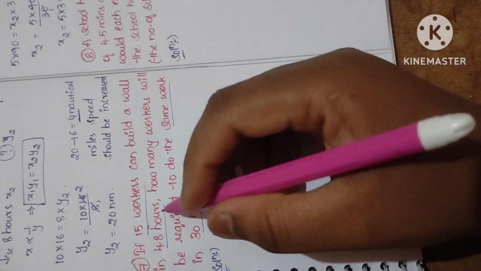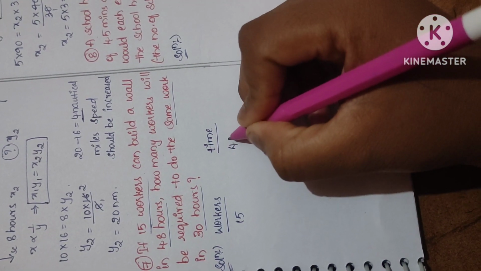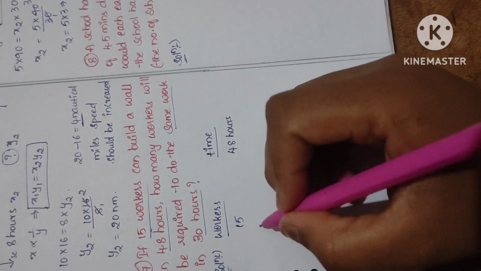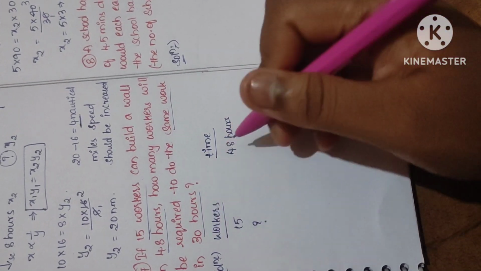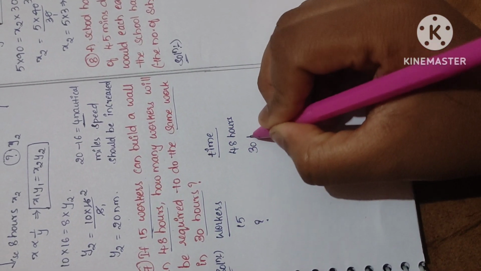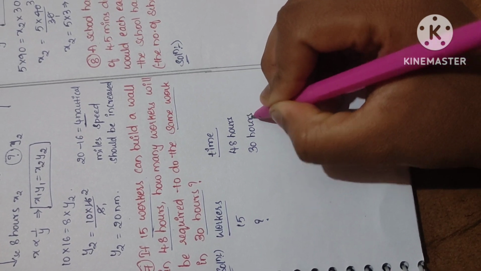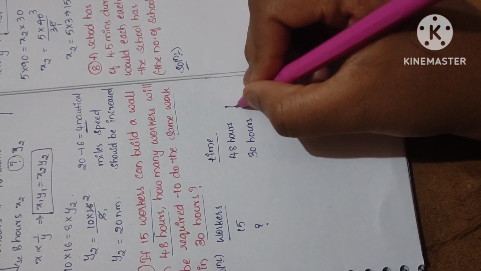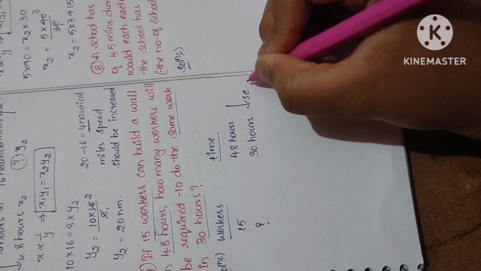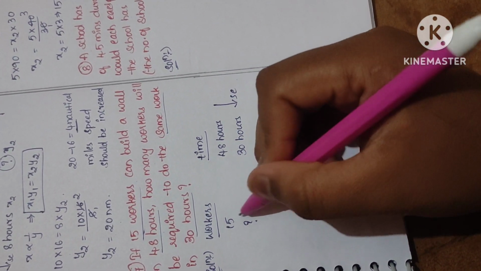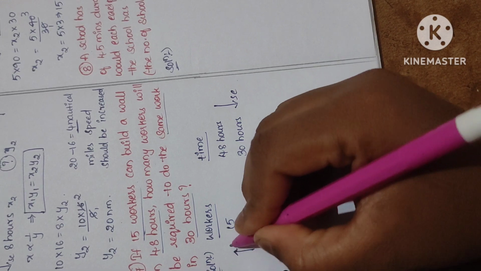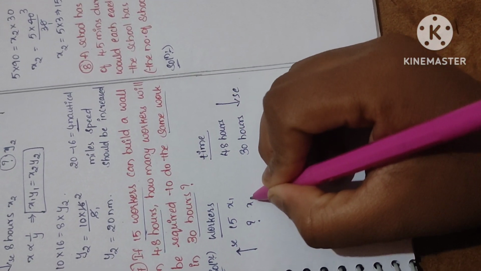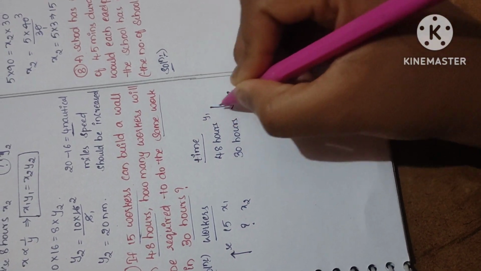So first one, if 15 workers can build a wall, they will complete the wall within 48 hours. So how many workers will be required to do the same work within 30 hours? So here if you observe, time decreases from 48 hours to 30 hours. If time decreases, the number of workers should be increased from 15 to whatever it is. So whatever the value we have to find, that should be more than 15.